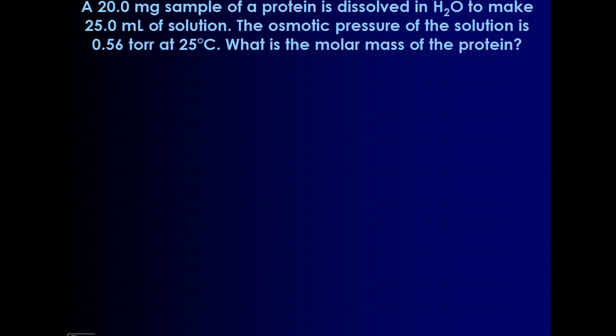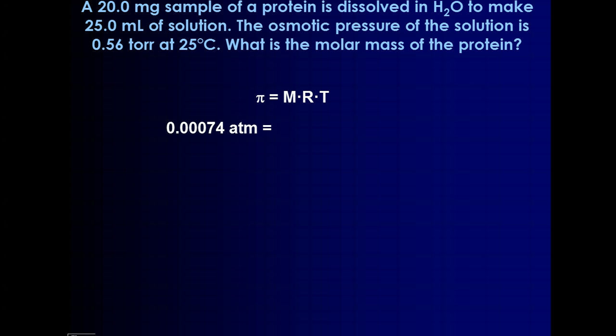We have 20 milligrams of a protein. It's dissolved in water to make 25 milliliters of a solution. The osmotic pressure of the solution is 0.56 torr at 25 degrees Celsius. What is the molar mass of our protein? So we're trying to calculate molar mass. We know the mass of the protein, so we need to find the moles of the protein. Molarity is the best part of osmotic pressure that's going to help us find moles.